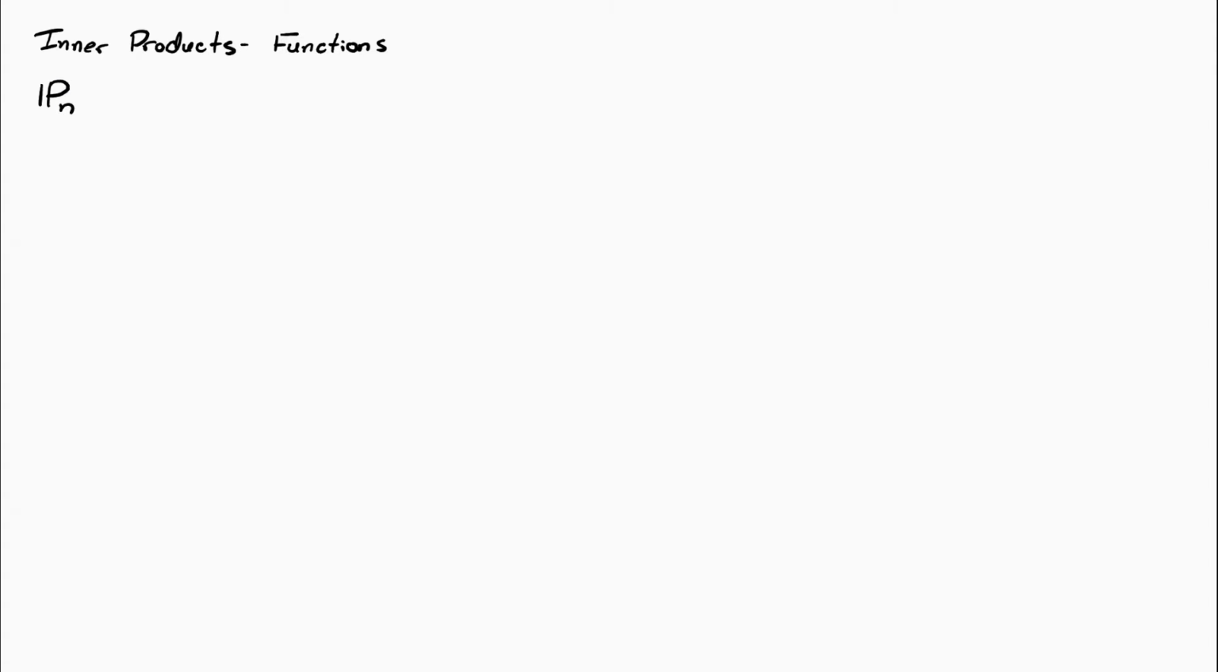Consider the polynomials with degree less than n. We want to define an inner product on this. We've established that Pn is isomorphic to Rn plus 1. So in theory, we could extend the dot product in Rn plus 1 to Pn just using a basis transformation. But this turns out to be bad.